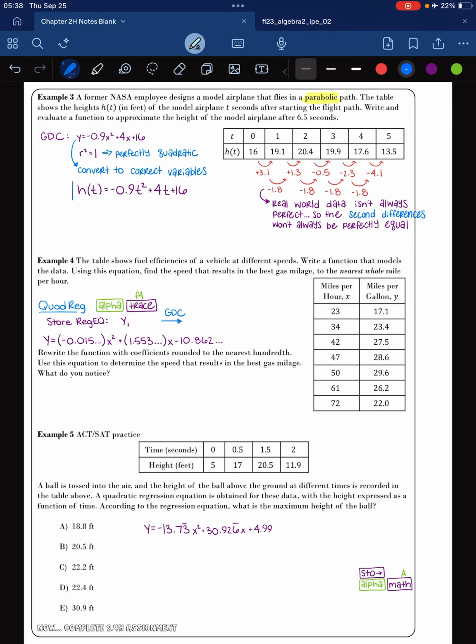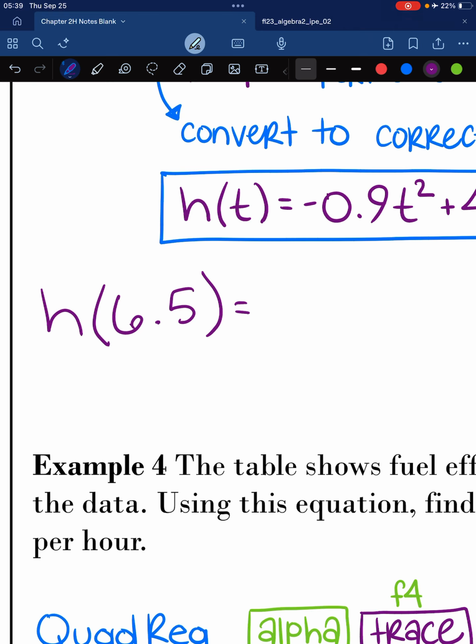Okay, so now I have my function. This is one of the things it asked for. Okay, and then it says approximate the height of the model airplane after 6.5 seconds. So I know that 6.5 seconds is a time, so I'm definitely going to plug that in for t. Okay, so I'm going to go ahead and do h of 6.5, and remember function notation, this reads, what is the height after 6.5 seconds? Or what is the height when I plug in 6.5?